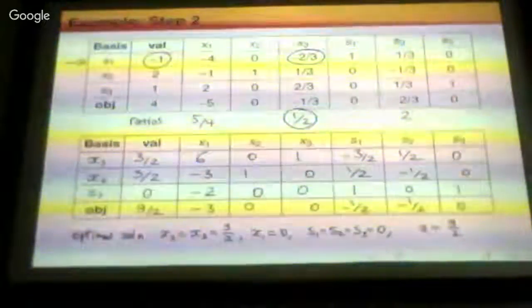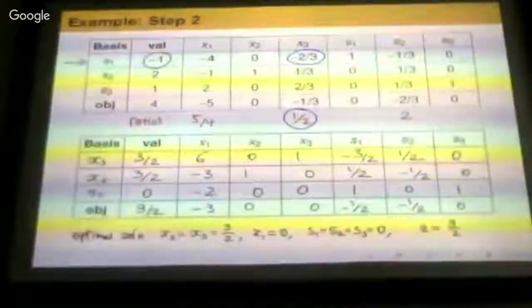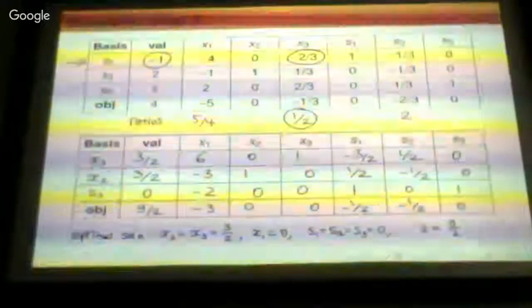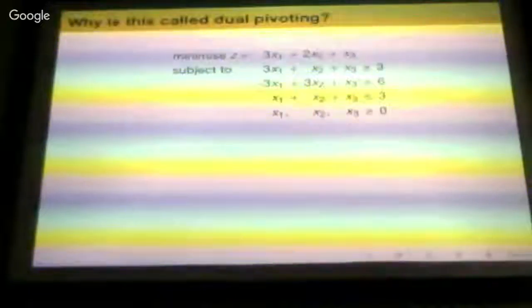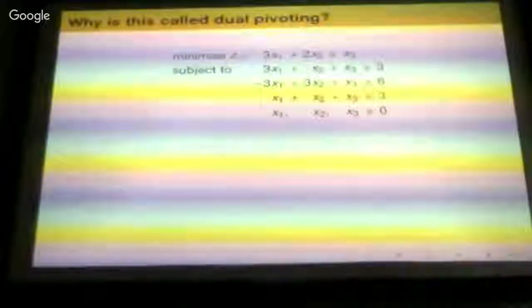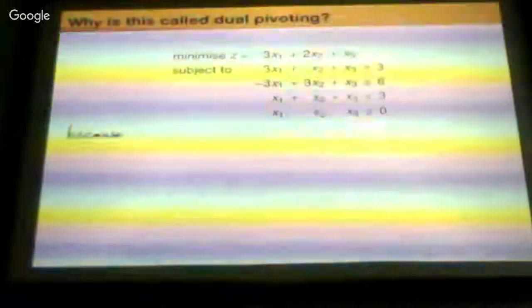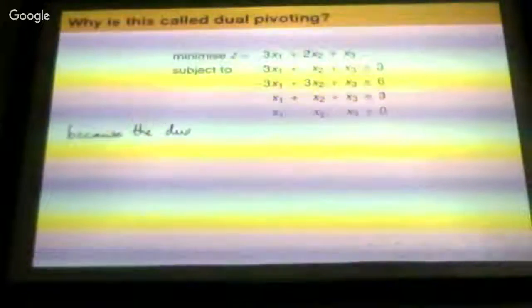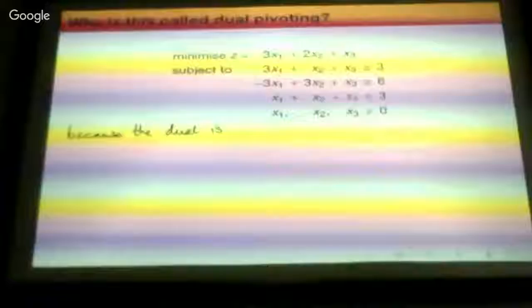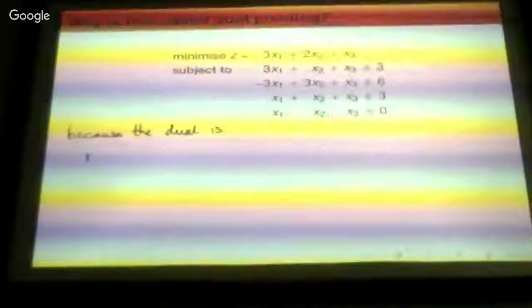Okay, so the next slide, as you can see in the handout, asks, why is this called dual pivoting? This is called dual pivoting because, what you can see here is that it's the original problem again, because the dual is, okay, what is the dual of this problem? Is to maximize.